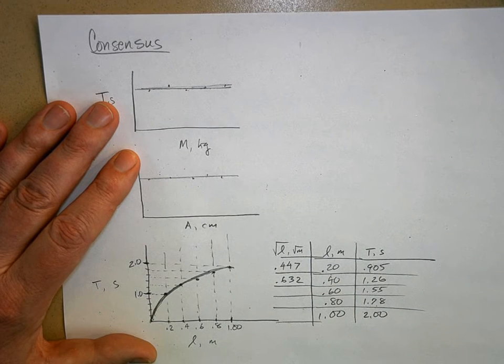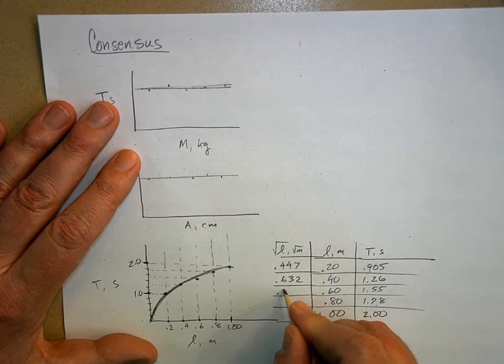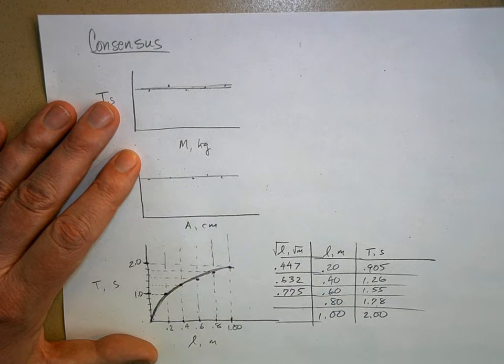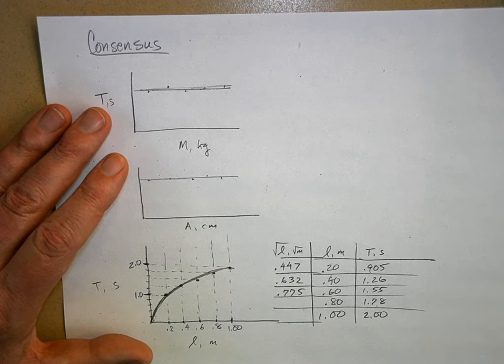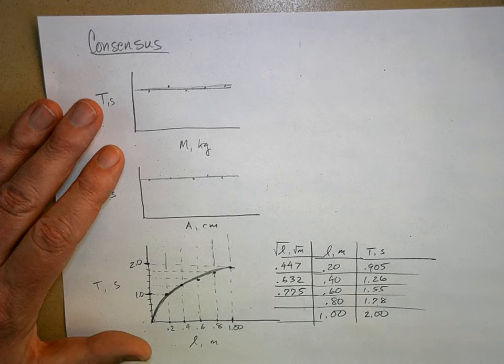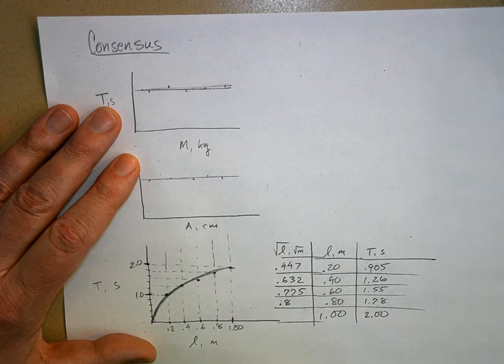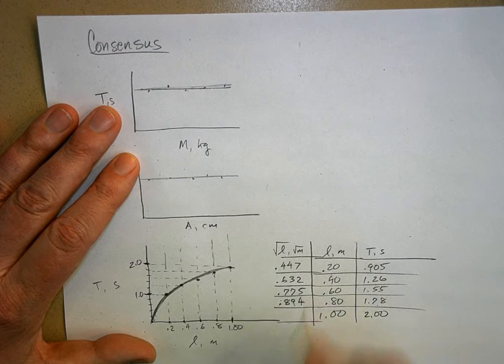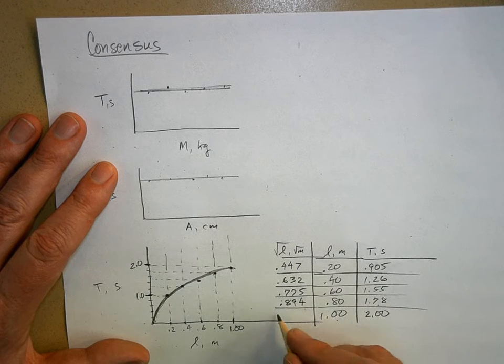What's the square root of 0.6? It's 0.775. What's the square root of 0.8? I get 0.894. And then what's the square root of 1? 1.